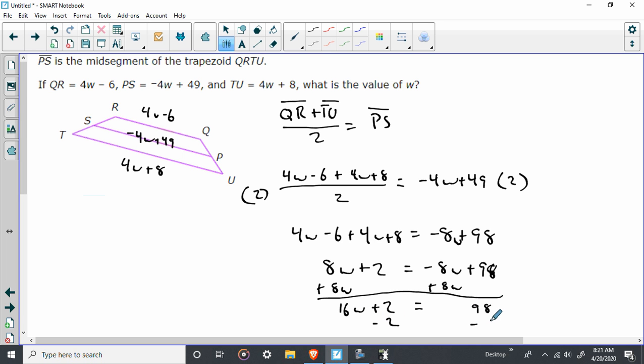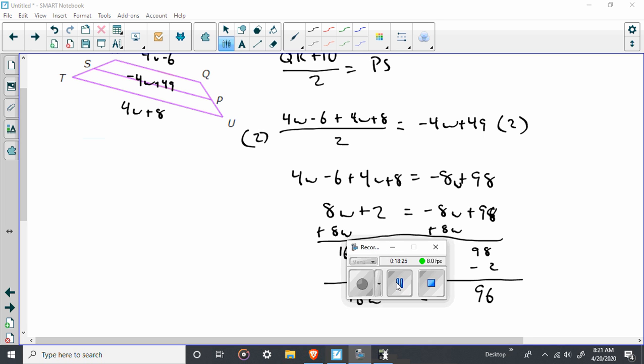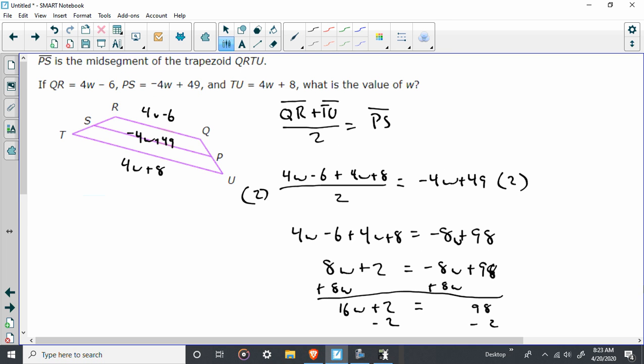Subtract 2. We'll find out that 16W is equal to 96. Sorry, hold on. Phone's ringing. Sorry about that. And last step here, of course, we're going to divide by 16. We'll find out that W is equal to 6. Okay. And again, if you want to plug that back in and check it, it's right.